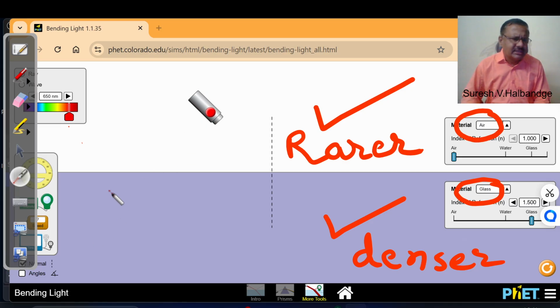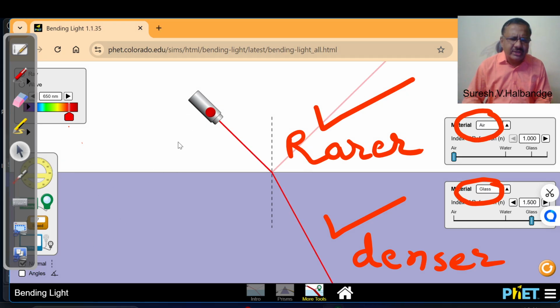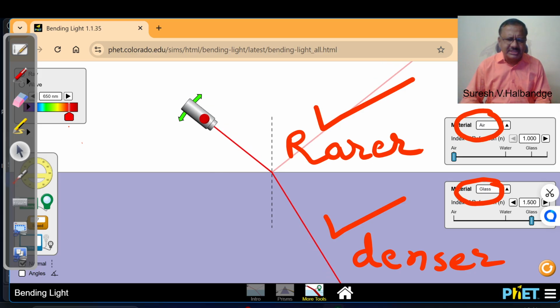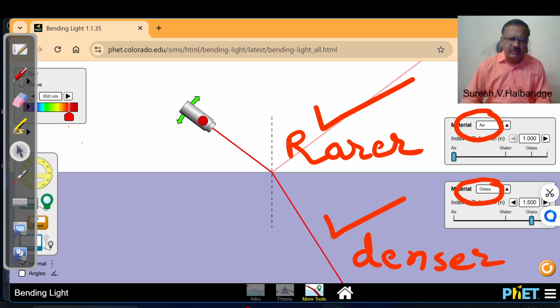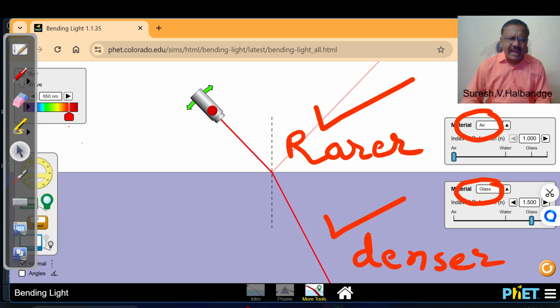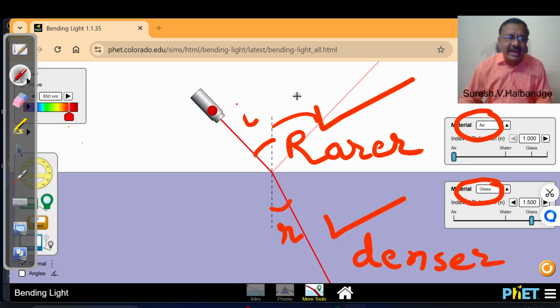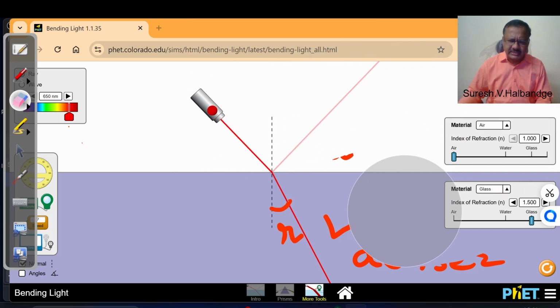Okay, now this is the animation. I'll click on this. Now if you look at this at different positions, I'll change the angle. When I change the angle, we will find that for different angles, we observe this is the angle of incidence, this is the angle of refraction, and this is the angle of reflection. We are familiar with these aspects.